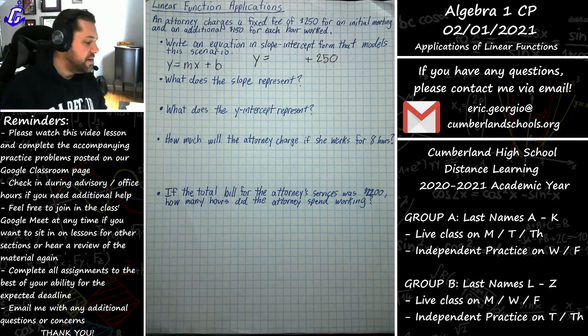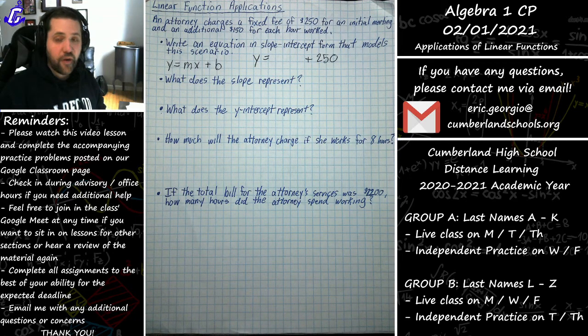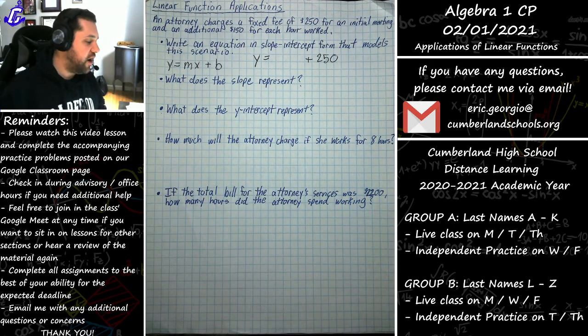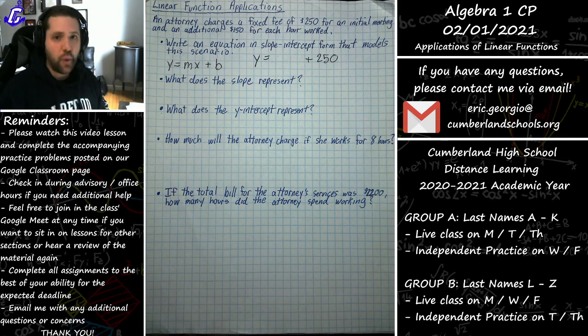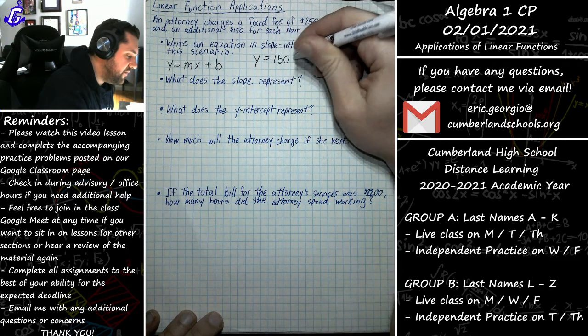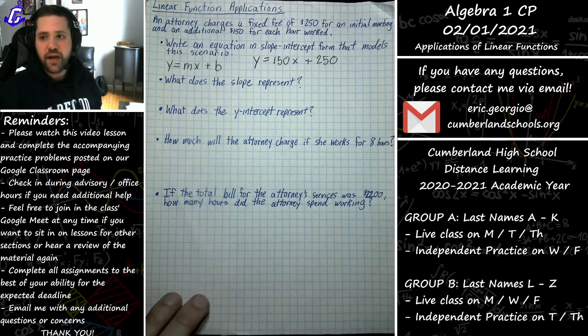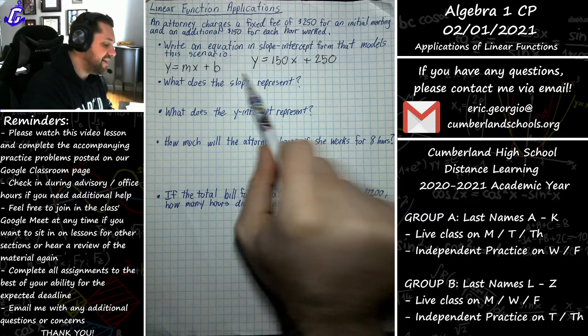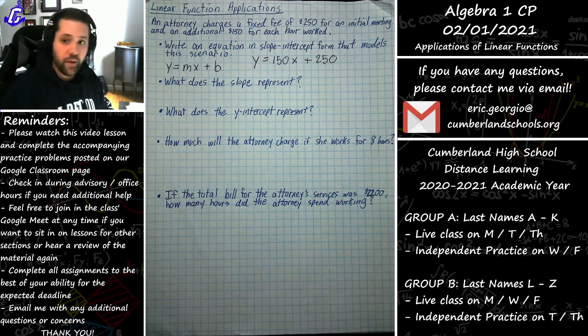Okay. Now this, if you notice, is a variable change. It's a rate of change in the sense that the attorney charges $150 for each hour worked. How many hours were spent working? Well, we don't know. So we could represent that information as x and say that how much we have to pay would be 150 times x. Again, plus the 250 initial fixed fee. So that is our equation in slope-intercept form.